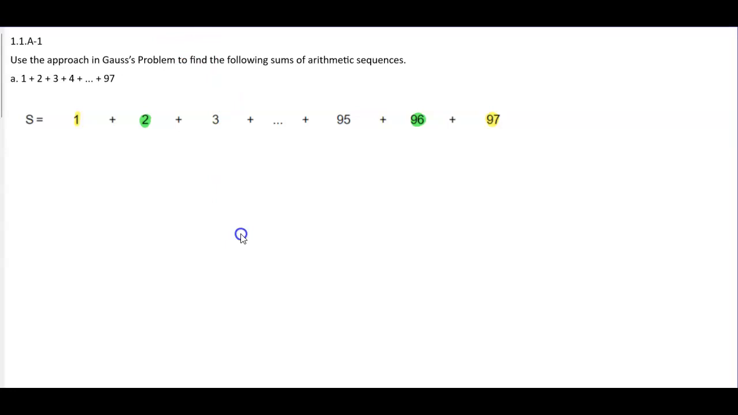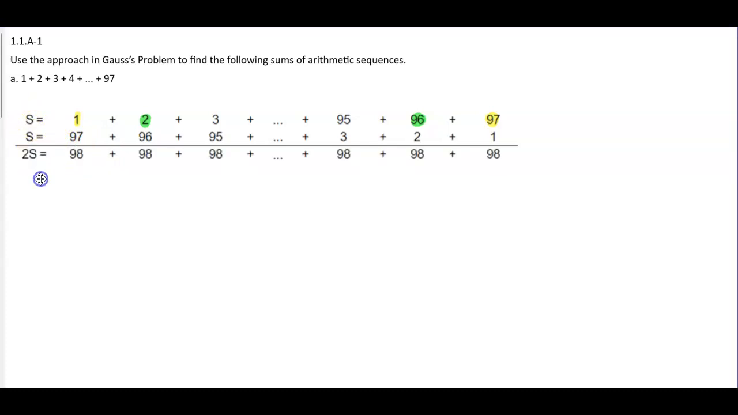Now, using this idea, Gauss wrote the sequence forwards and backwards and then added the two. So we're letting S represent the sum of the sequence. Now we're going to write it backwards. So the sum of the sequence, we're starting with 97 and then going all the way to 1. Now we have this line underneath, and we're going to add. So if we take S plus S, that's going to give us 2S.